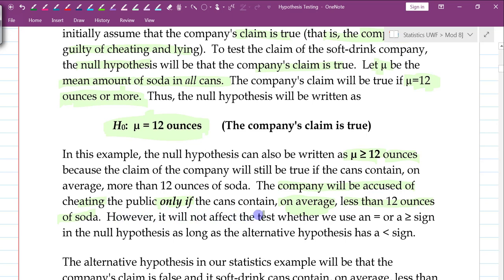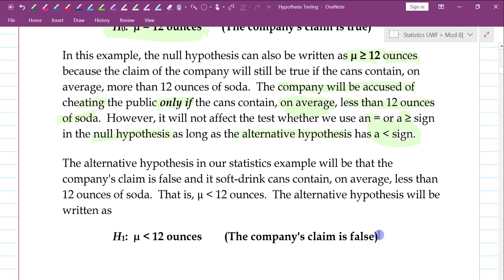However, it will not affect the test whether we use an equal sign or greater than or equal sign, as in here or here, in the null hypothesis, as long as the alternative hypothesis is a strictly less than. Okay, so the alternative hypothesis must be a strictly less than. The alternative hypothesis can never have an equal in it. Okay, it's just not going to happen. If you put that in, it is wrong.